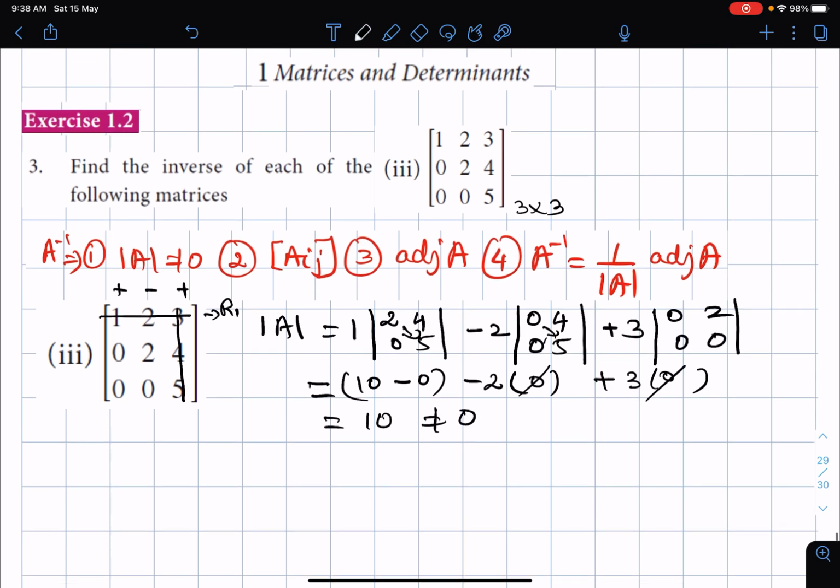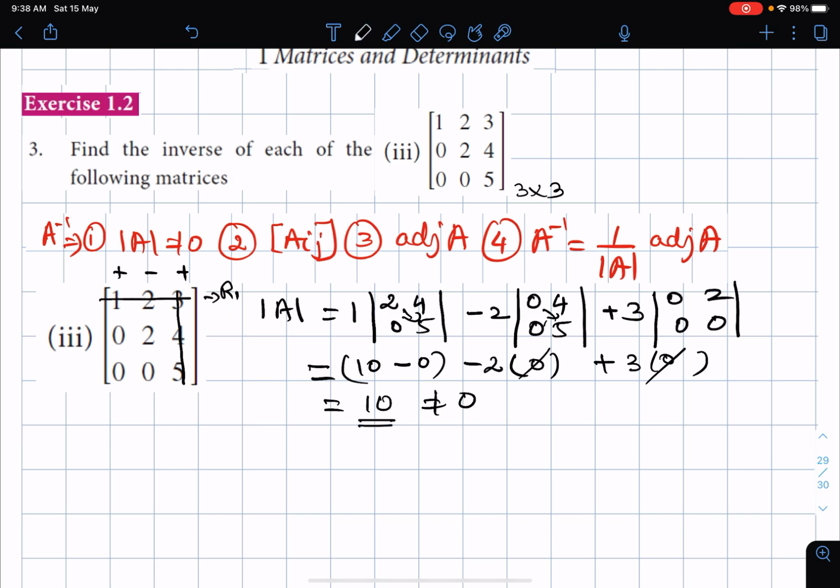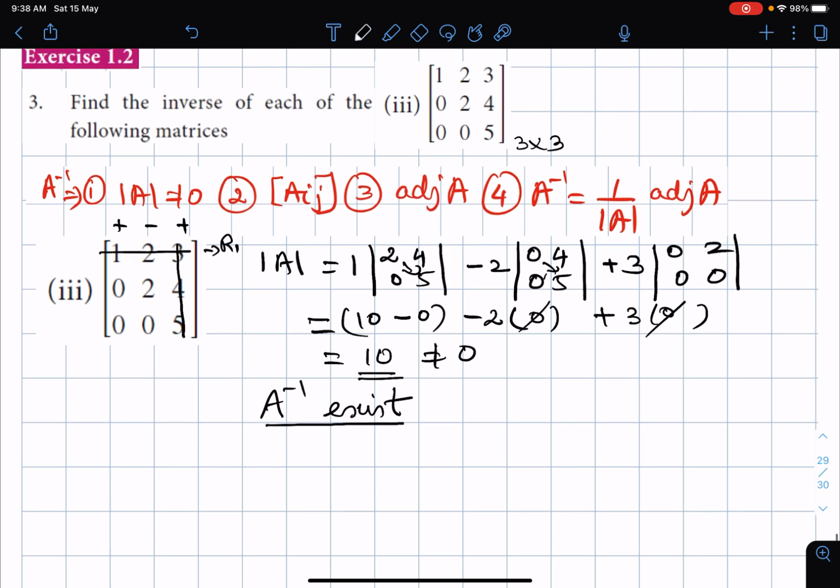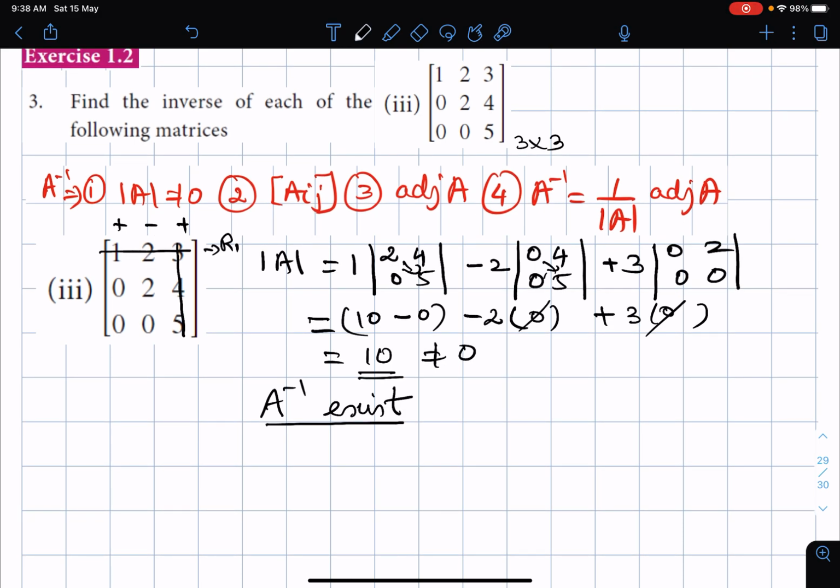Since determinant A is not equal to 0, we can come to the conclusion that A inverse exists. This is a very important step. You have to write that A inverse exists, and only then can you proceed with your second step. Now going to adjoint.